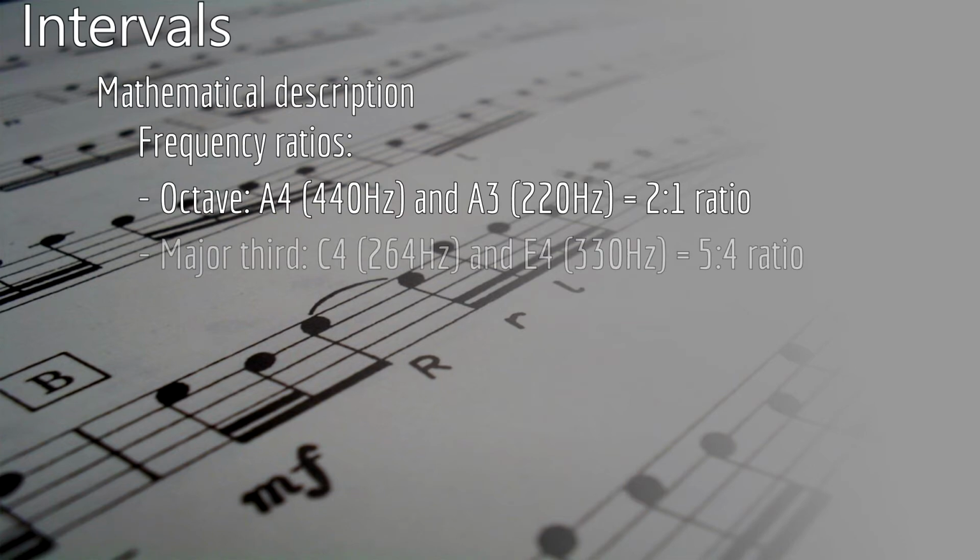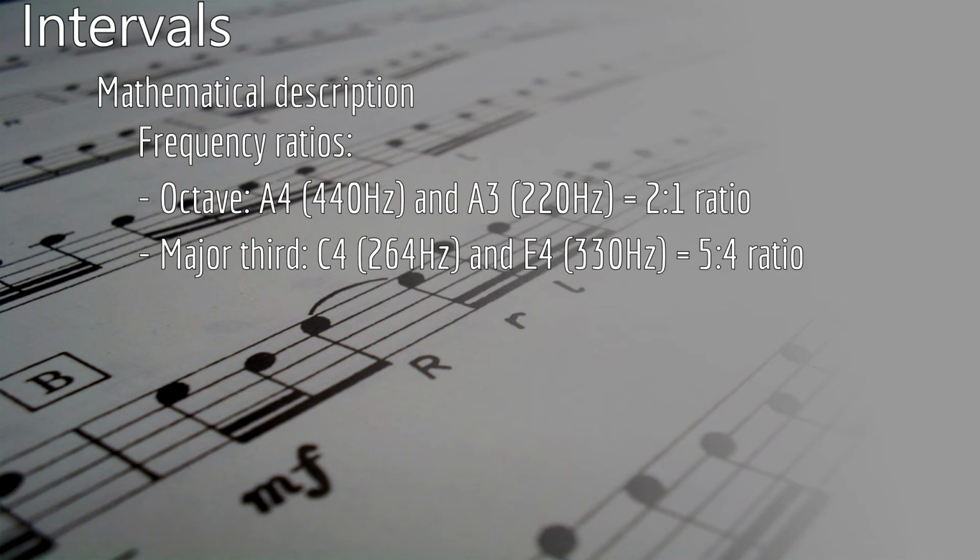Another example would be the major third between the C4 and E4. And there you can also see that there is a ratio of 5 to 4. Generally, you can say that consonant ratios have smaller integers, while dissonant ratios have higher integers. For example, 16 to 15 for minor second.